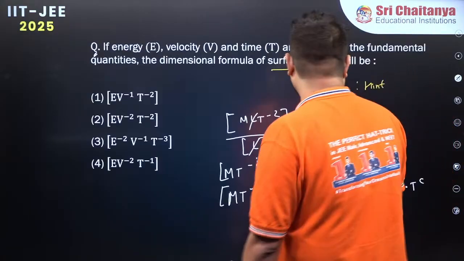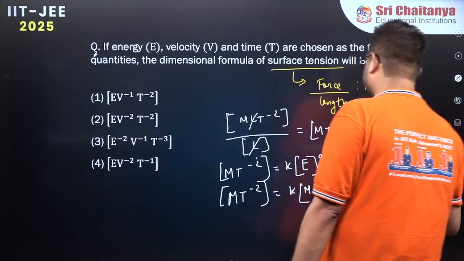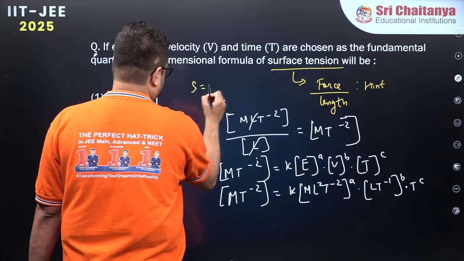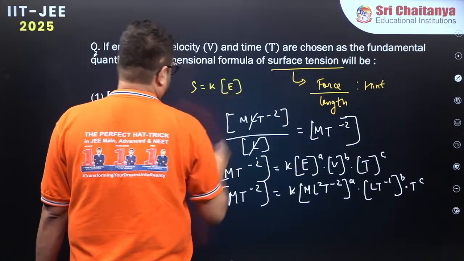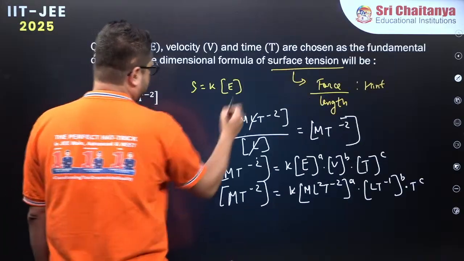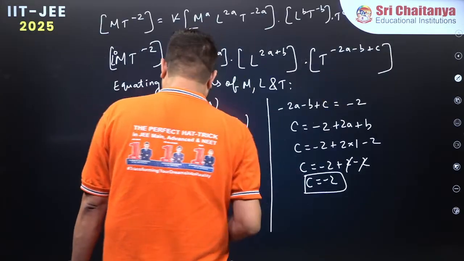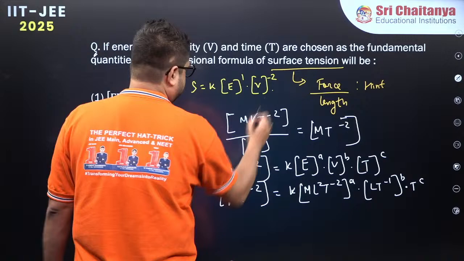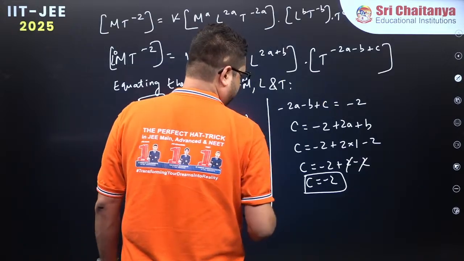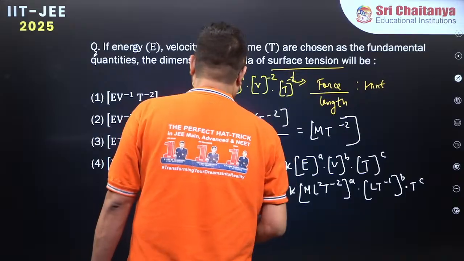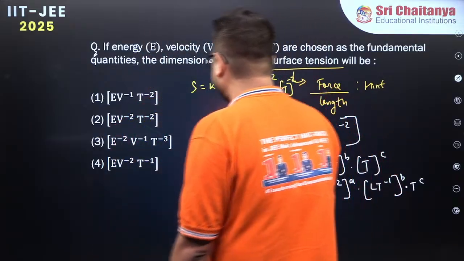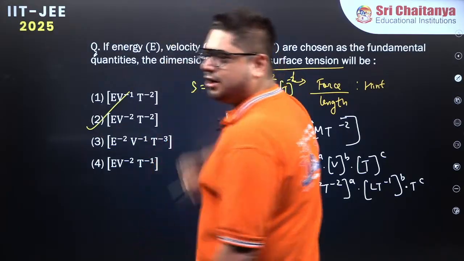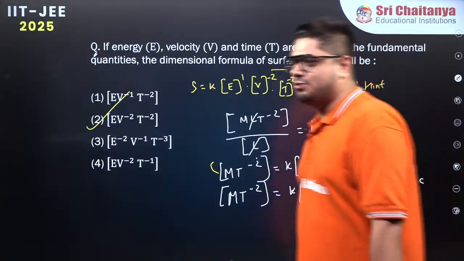Now we have to write down the final expression, isn't it? Based upon this expression, surface tension is going to be some constant k, energy to the power a. We were getting the value of a as 1, so write down E to the power 1. B is minus 2, so I will write down velocity to the power minus 2 multiplied by time. And what is the value of c? That is minus 2. So which option is correct, everyone? E, v to the power minus 2, t to the power minus 2. Which option is it? Option 2. I hope you all are getting option 2 itself, isn't it?